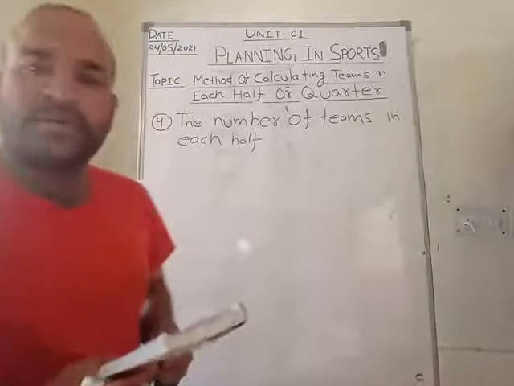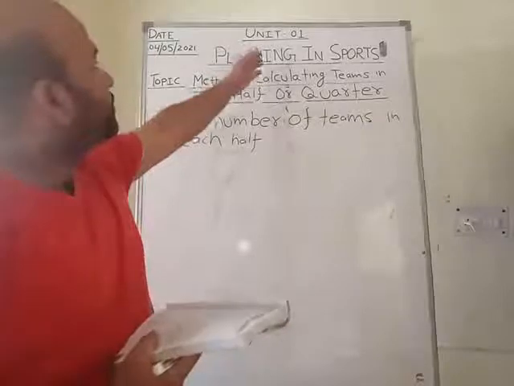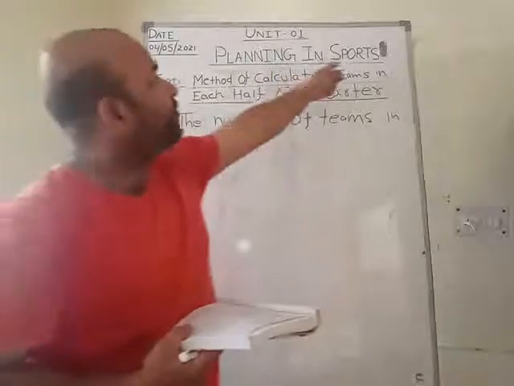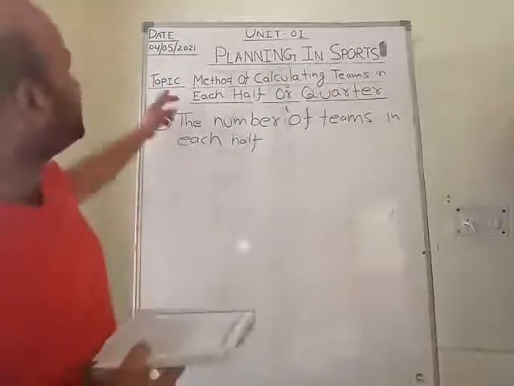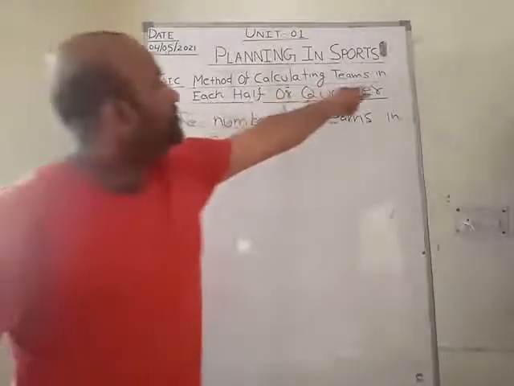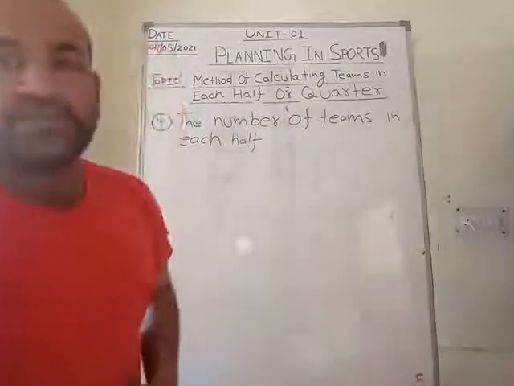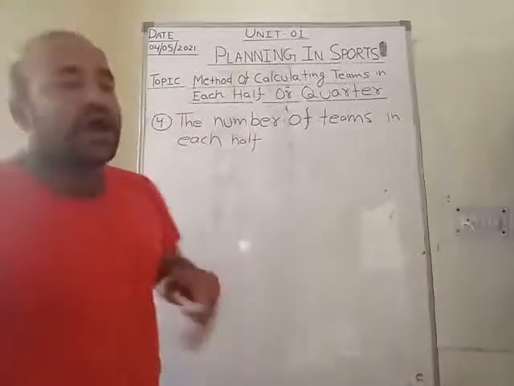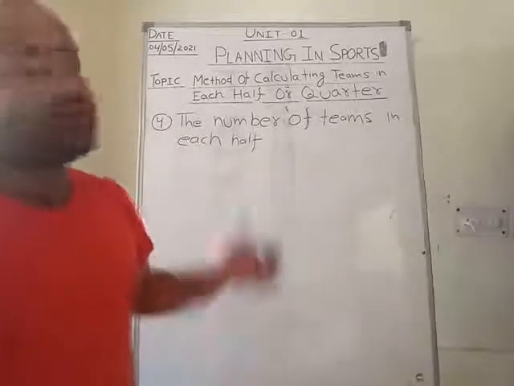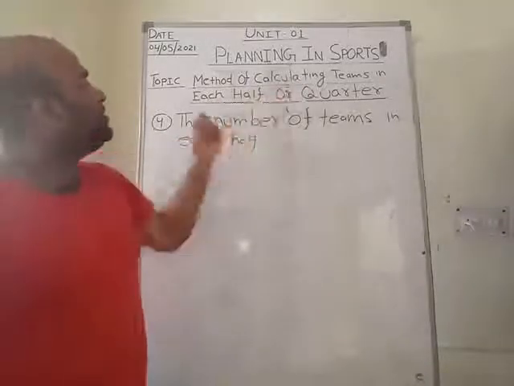So today, my chapter, unit one, planning in sports. Planning in sports. The topic is related to the method of calculating teams in each half or quarter in a fixture. In a fixture, how do we give the quarters and halves in this match fixture? Method of calculating team in each half.